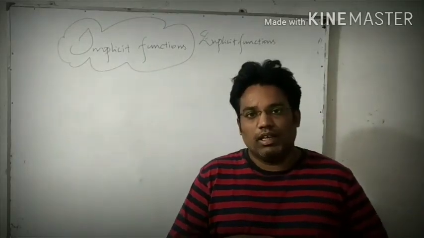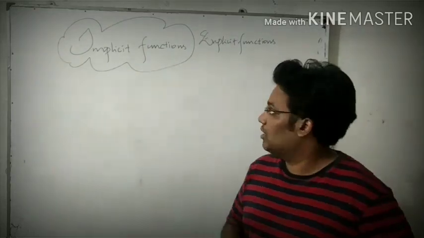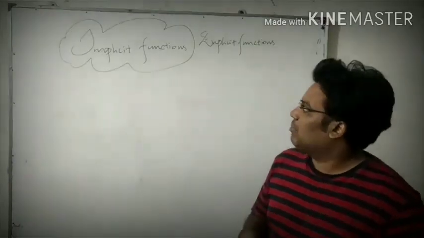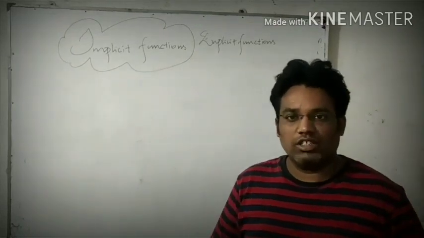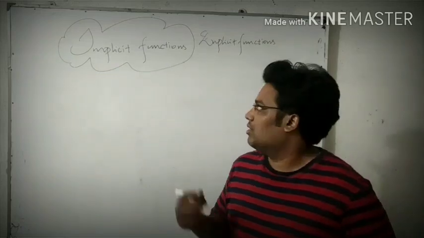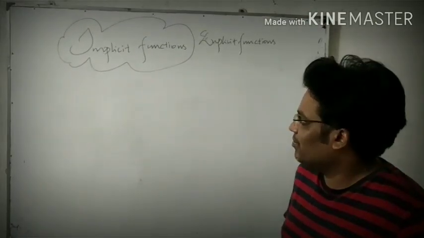I'll be explaining the textbook problems of both composite and implicit functions. So now let's discuss what an implicit function is, how to differentiate it, and what mistakes people normally commit in this. Let's go with that.